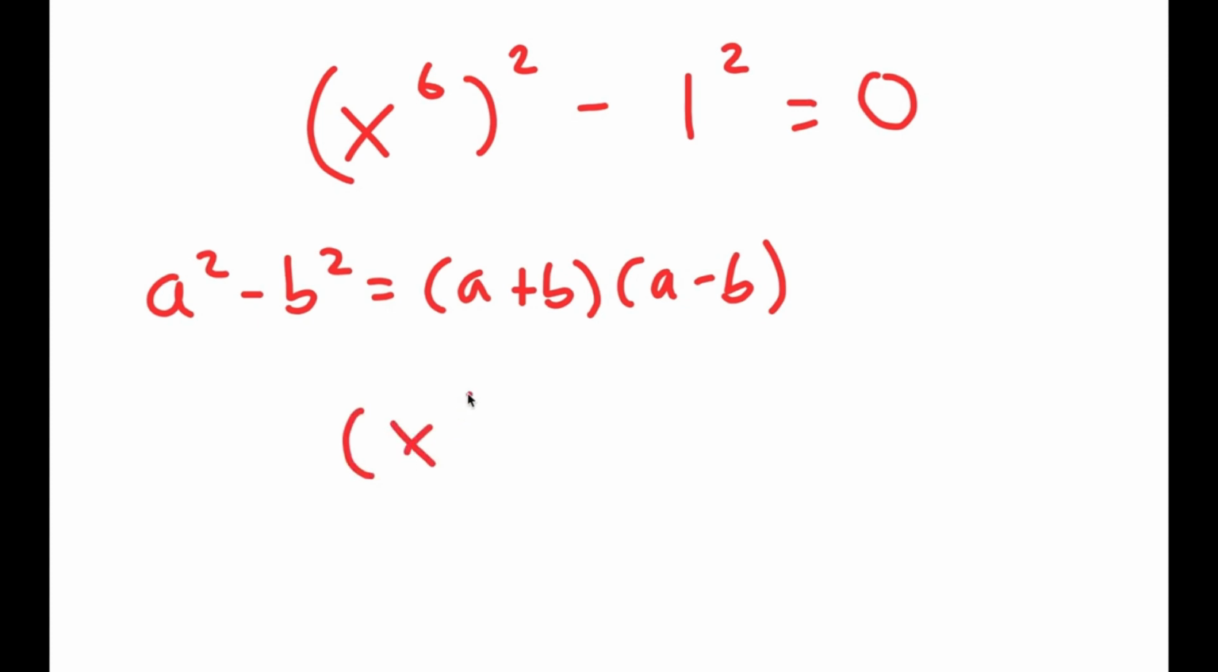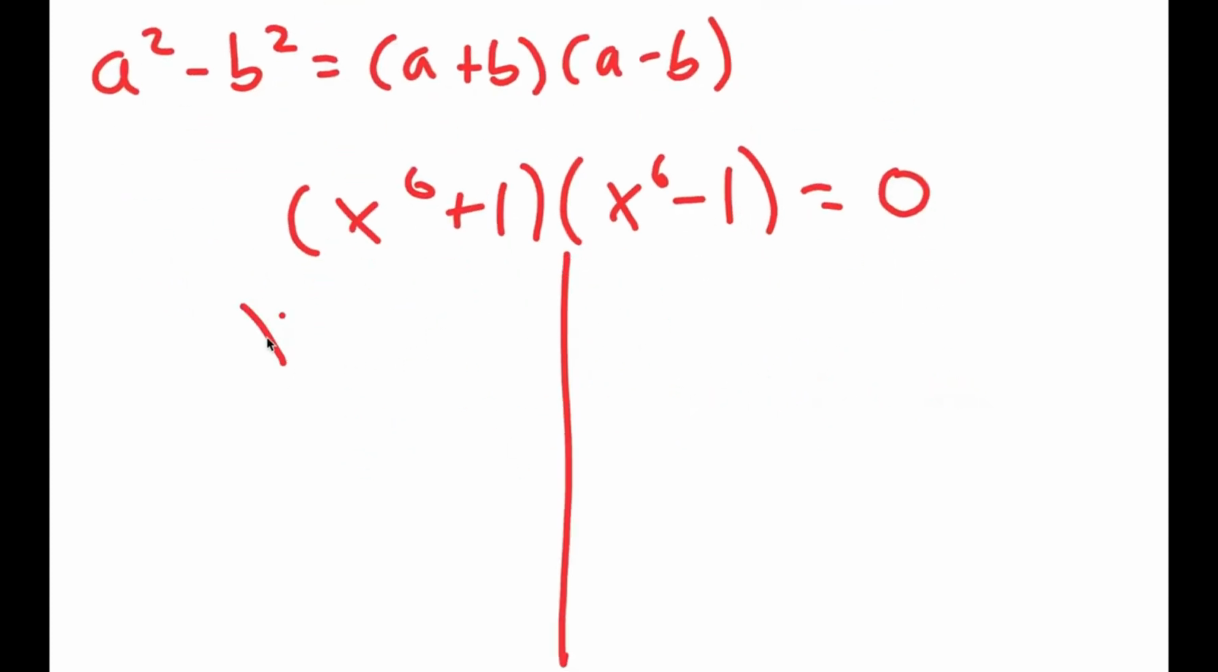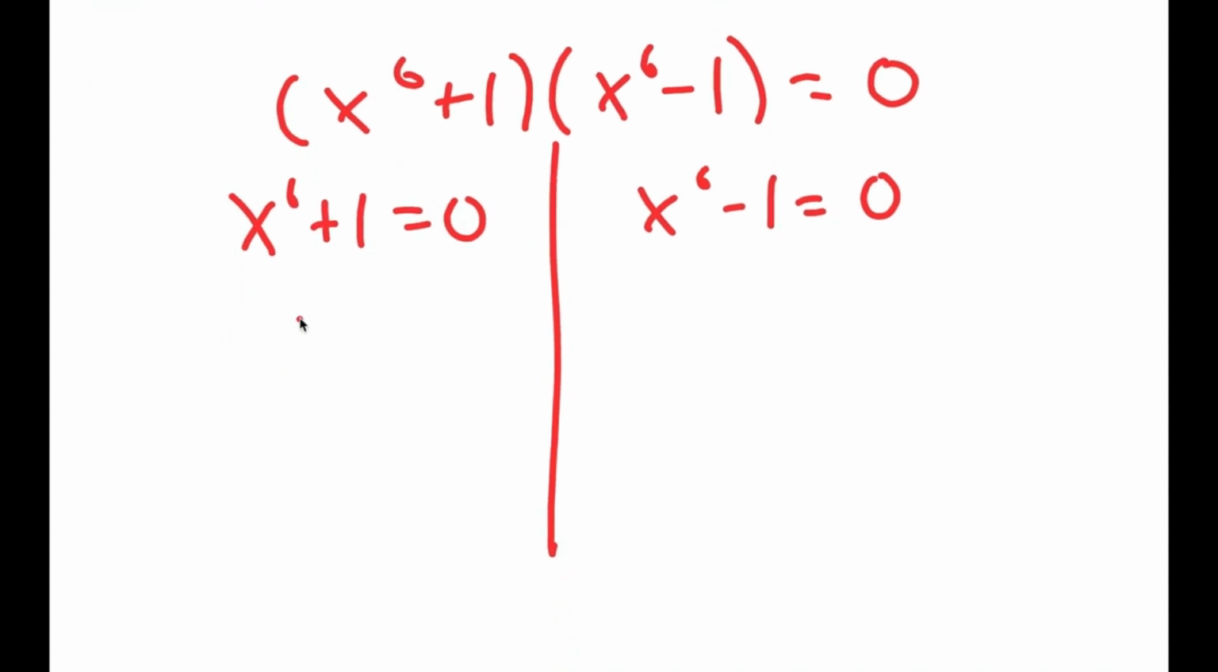So this turns into x to the power of 6 plus 1 times x to the power of 6 minus 1 is equal to 0. So this gives me two equations. I get x to the power of 6 plus 1 equals 0, and x to the power of 6 minus 1 equals 0. Now I'm going to do the same thing again.